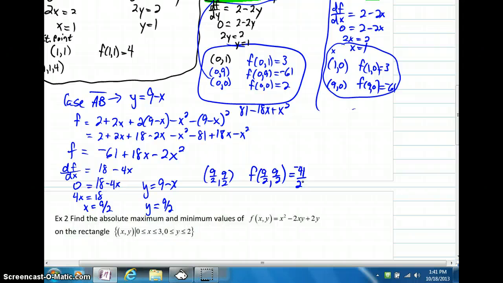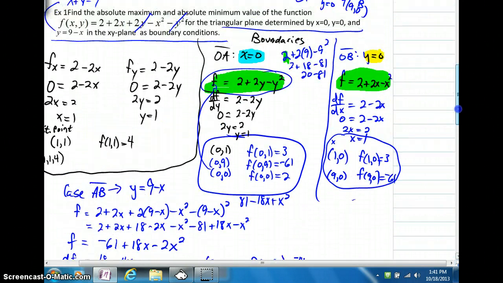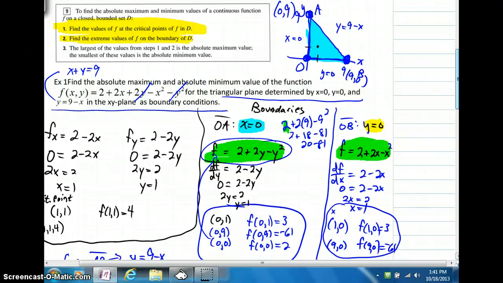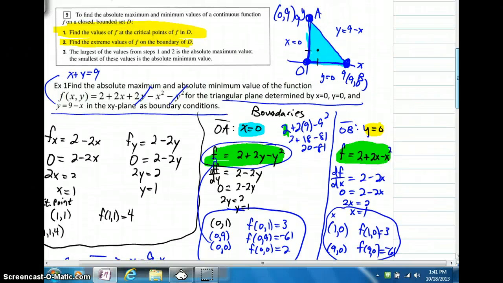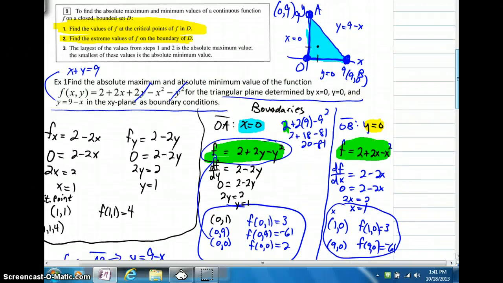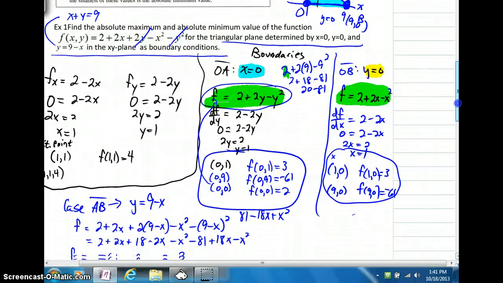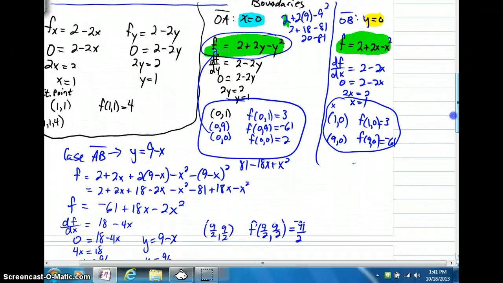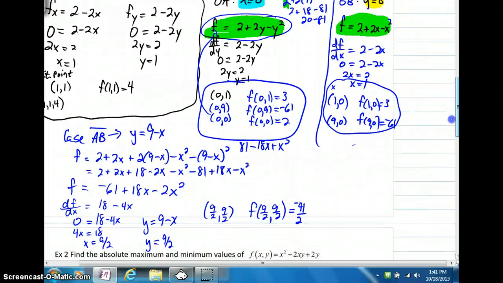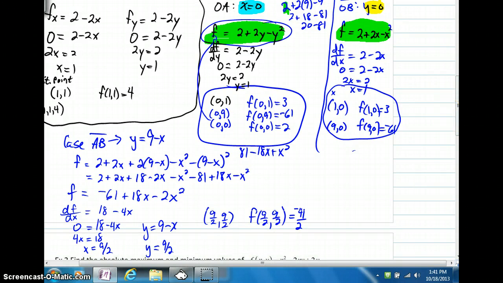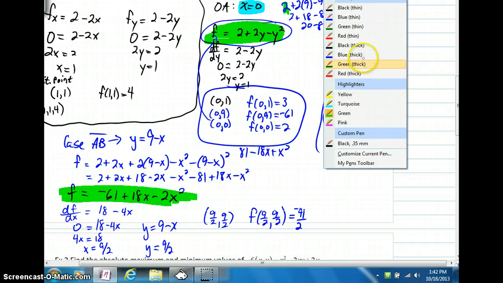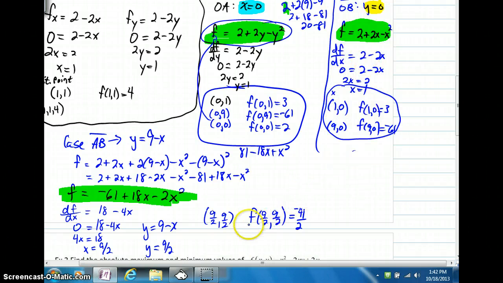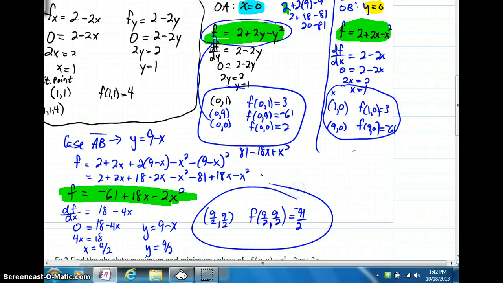Now, as we said before, as we look at segment AB, the endpoints at x equals 0 and y equals 9, and then x equals 9 and y equals 0, were already taken care of in the previous two boundaries. So what we've got here is we've optimized this function as y was equal to 9 minus x. You can see there's just this one point that we're dealing with.